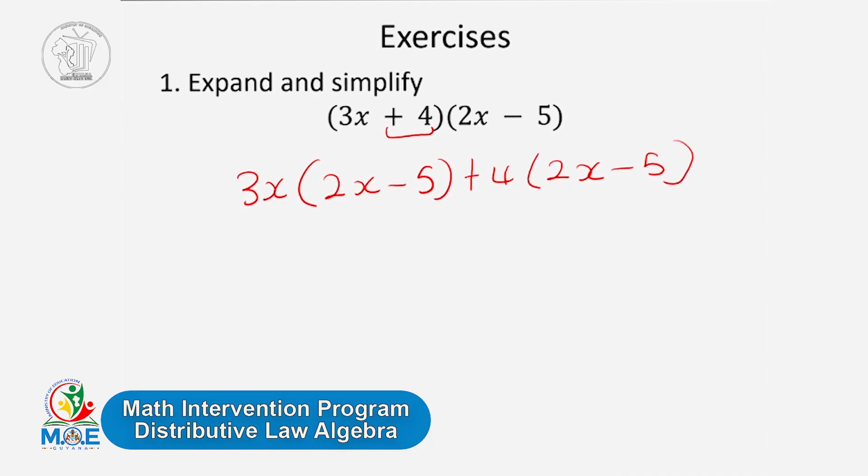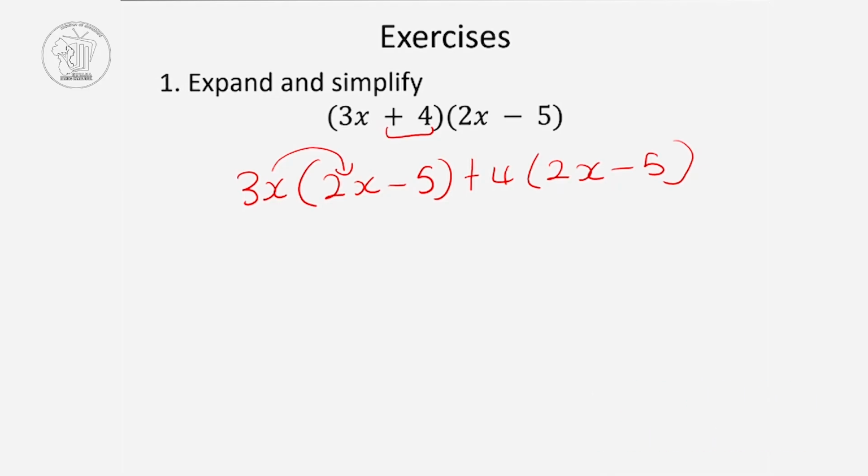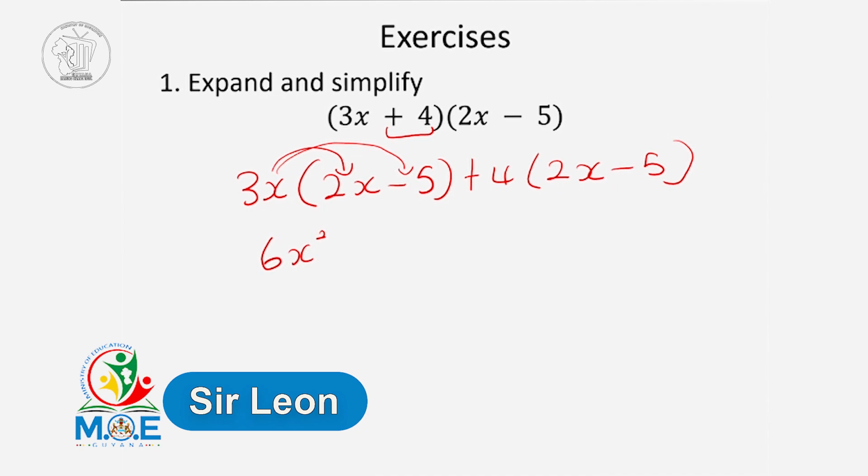And then we work out. So 3x times 2x would give me 3 times 2 is 6. x times x would give me x squared. And then 3x times negative 5 would give me, positive times a negative would give me a negative. 3 times 5 would give me 15. And then we bring back the x.